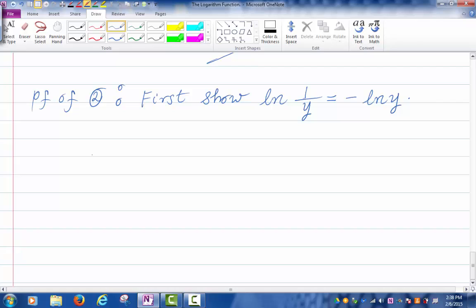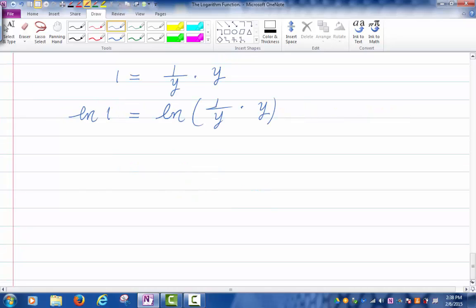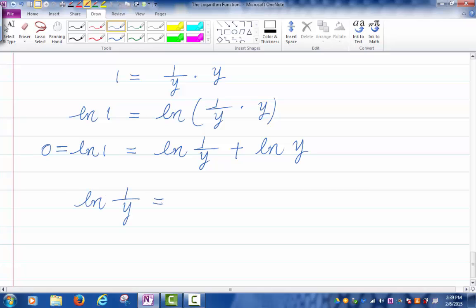How am I going to show that? Well, let's think about the following. 1 is the same as 1 over y times y, right? So then I know that ln of 1 is the same as ln of 1 over y times y. However, we just proved that ln of x times y is ln x plus ln y. So this would be ln of 1 over y plus the ln of y. Ln of 1 is 0. So then I know that ln of 1 over y would be negative ln of y. Everybody's okay? So basically we are using number 1 in order to prove number 2.